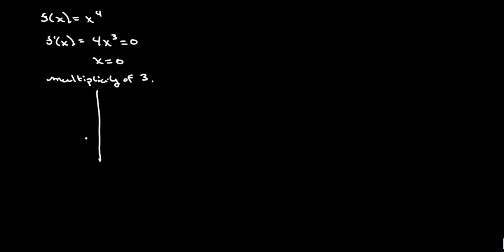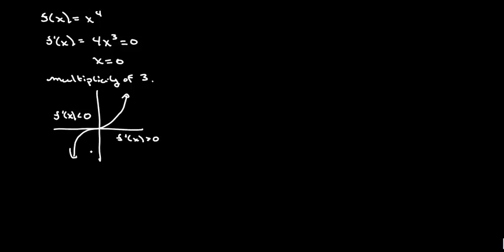Well, that means that this function right here crosses the axis like this, which means that the derivative is negative on the left side, positive on the right side. So f prime of x is negative over here, and f prime of x is positive over here in this area, which means that we're going from negative to positive.